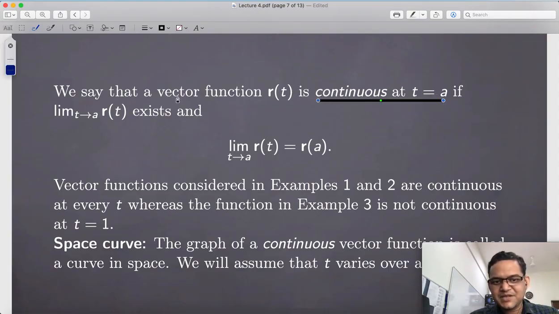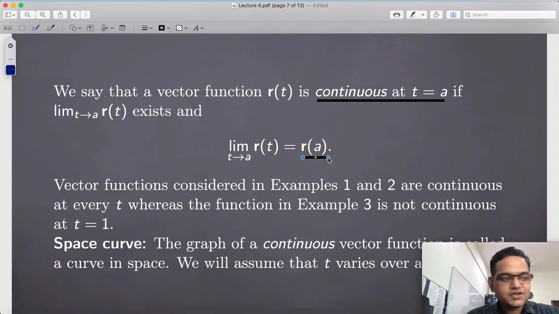So notice that sometimes I am calling it vector valued and sometimes vector function. Okay, they are the same thing. So you say that this is continuous, that means the limit as t going to a of this vector function exists, and it is precisely the value of the function at a.